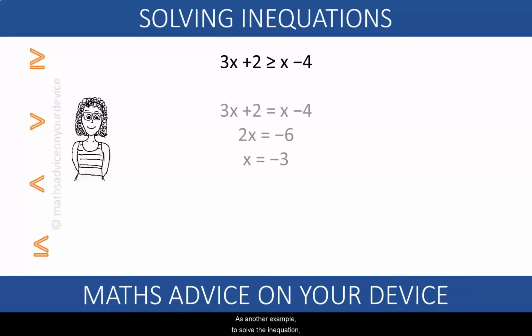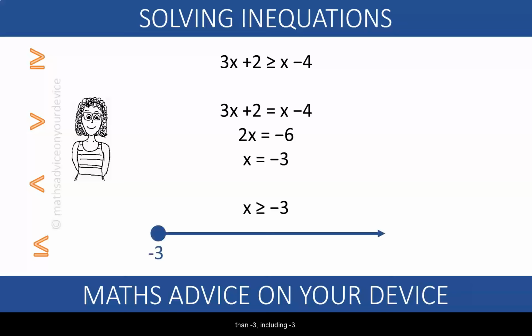As another example, to solve the inequation, we solve 3x plus 2 equals x minus 4 and we replace the same symbol back. X must be greater or equal than negative 3, including negative 3, and that is why the circle is full. Negative 3 is part of the solution.